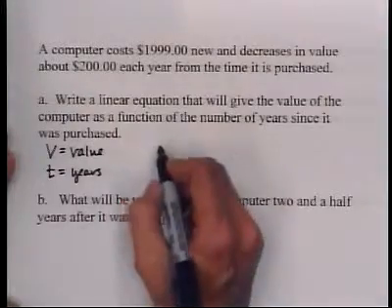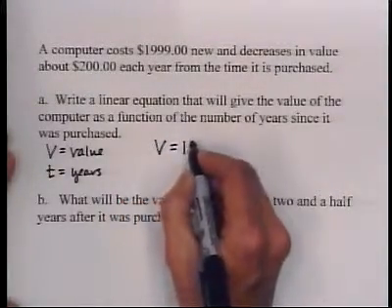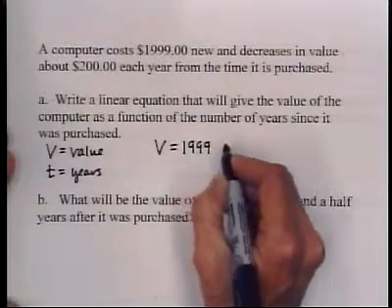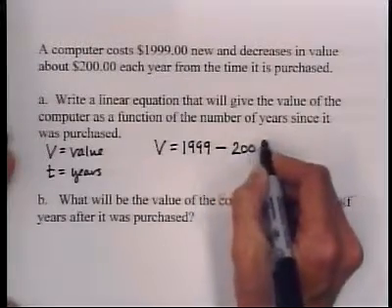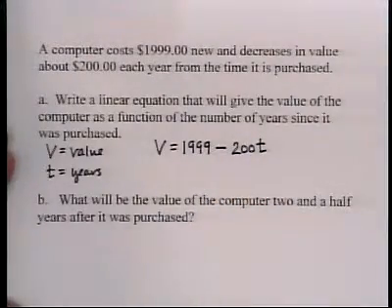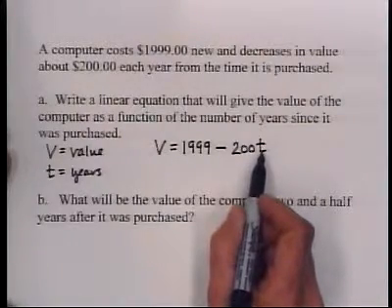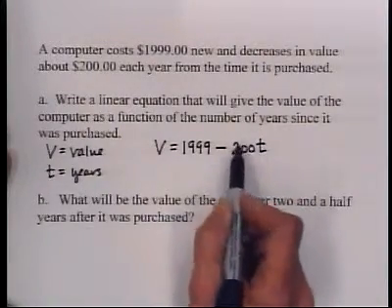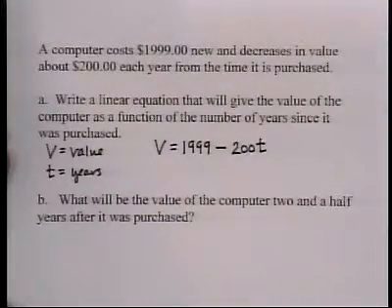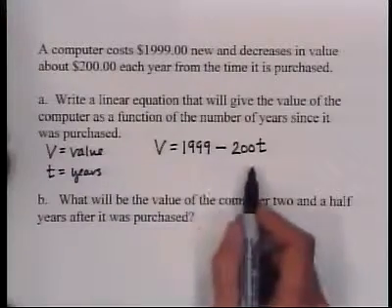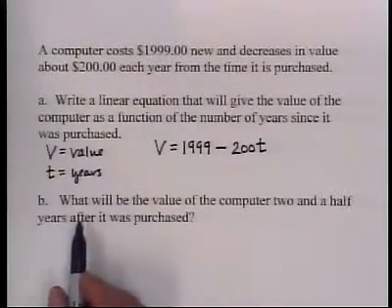We can say then that the value of the computer was originally $1,999, but we'll take away from that $200 for each year since it was purchased, where T represents the number of years since it was purchased, and $200 is the amount in value it loses each year. So there's our function.